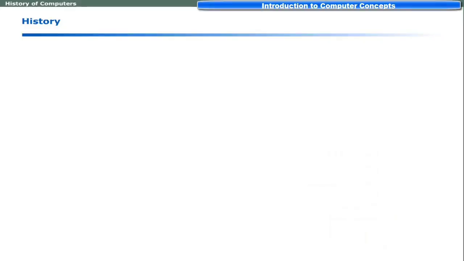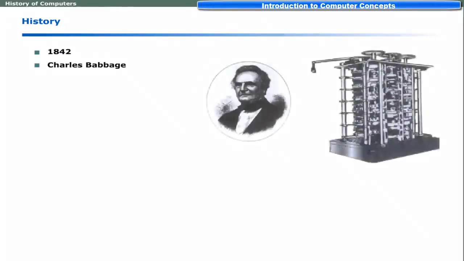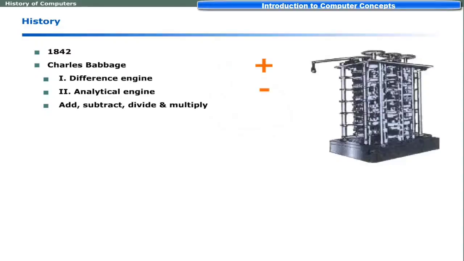Efforts were made by different scientists across the world, and in 1842, Charles Babbage introduced the difference engine and then an analytical engine. It was a general-purpose computer that could add, subtract, divide, and multiply in automatic sequence. Its average speed was 60 additions per second.